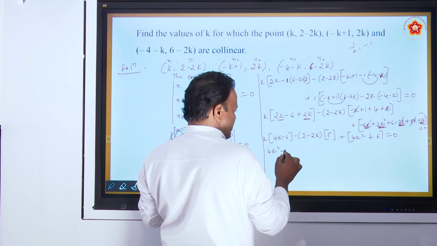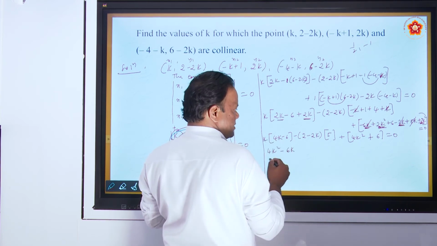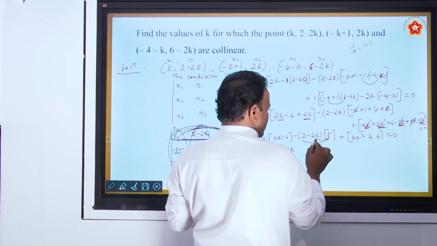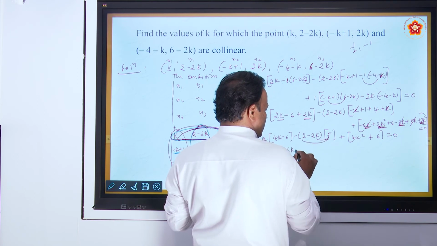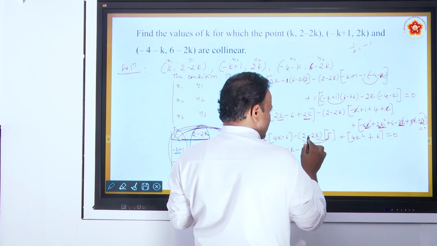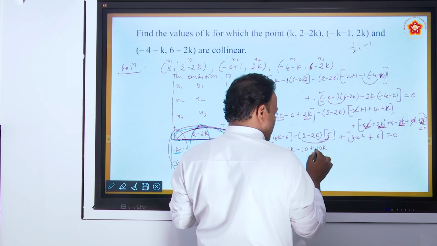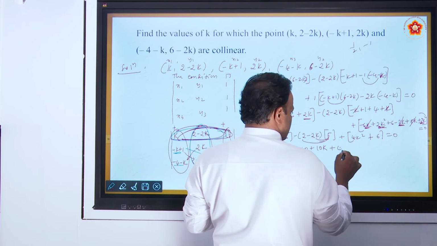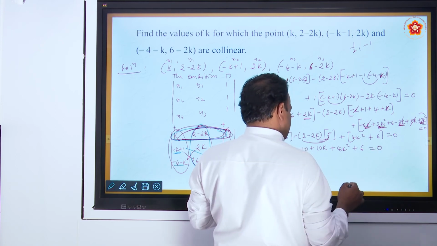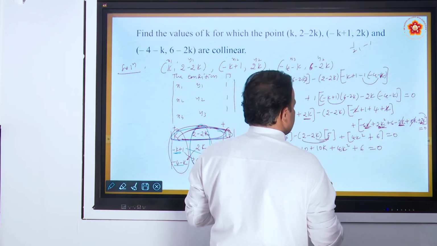k into 4k square, minus 6 into k, minus 6k. Now here is minus, you have to multiply 5 to this term and this term, both terms. 5 into minus 2 minus 10, 5 into minus minus plus, 5 2s are plus 10k, correct. This is plus 4k square plus 6 equal to 0, correct. 5 2s are 10 plus 10k.